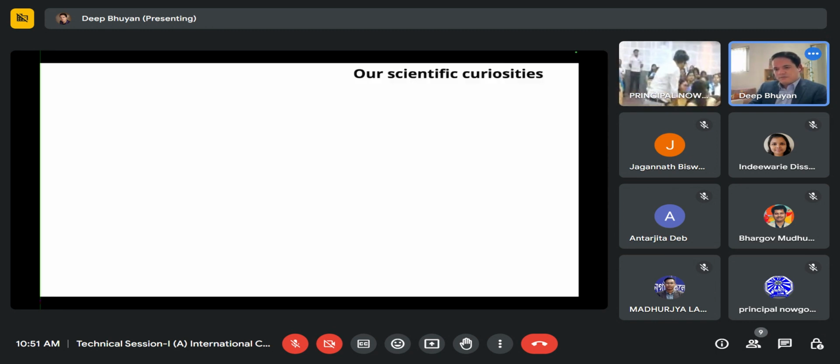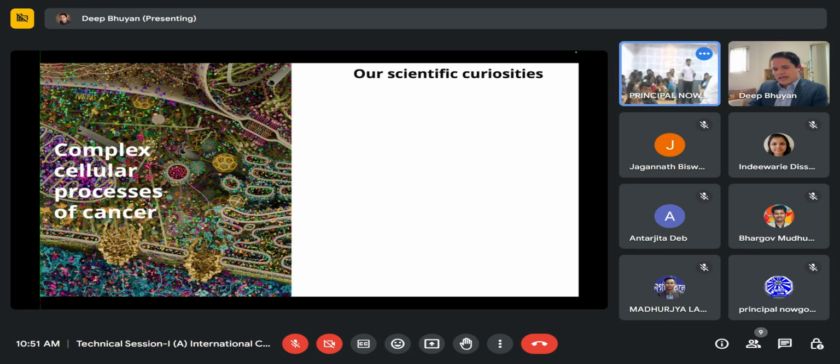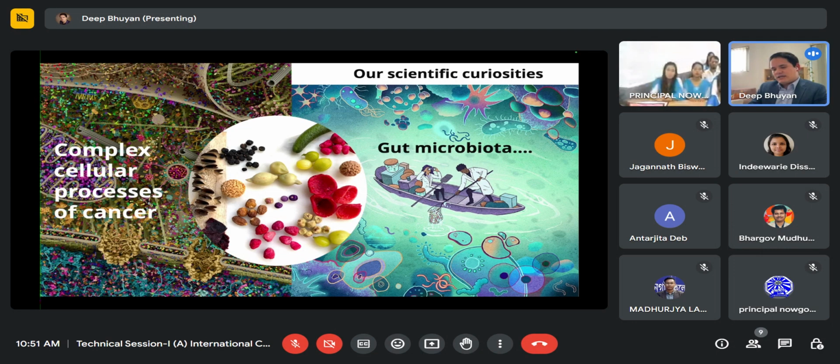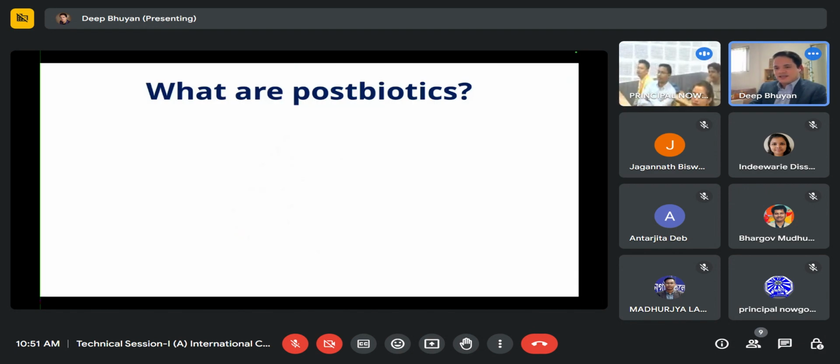So we are looking at how cancer is different, what are the complex processes of cancer and the gut microbiota, as well as how Australian native fruits fit into that equation. Okay, so it's a lot of different fields coming together, which basically comprises our scientific curiosities. We are looking at something called postbiotics. Okay, that's like a future of gut microbiome research.